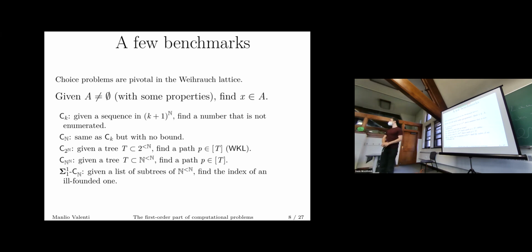So if I have C3 and C5, are they comparable? Well, C3 reduces to C5, but it's strict. But for example, if you consider LPO, the problem of checking whether a string is equal to the constant 0 or not. Take C3 and LPO, they're incomparable.